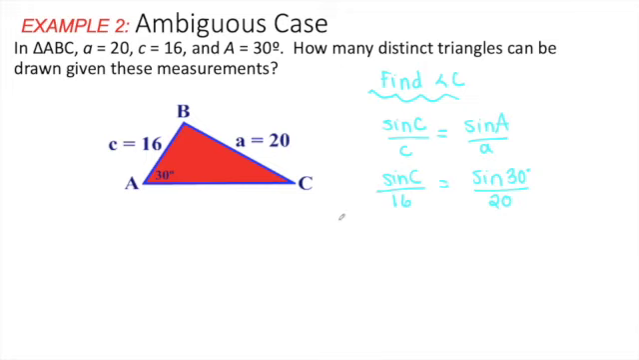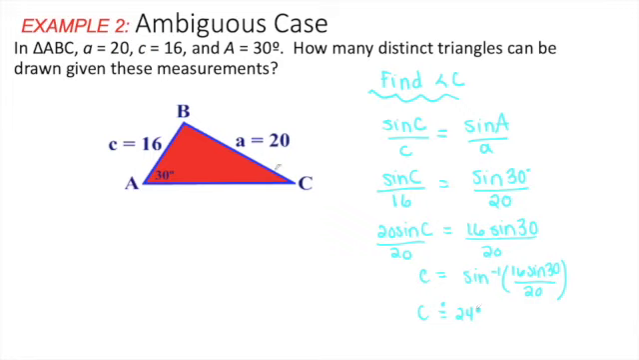Okay, remember to cross multiply. So 20 sine C is equal to 16 sine 30. Divide by 20. Then you're going to be left with C is equal to sine inverse of 16 sine 30 all over 20. When you do that, you get C is approximately 24 degrees.